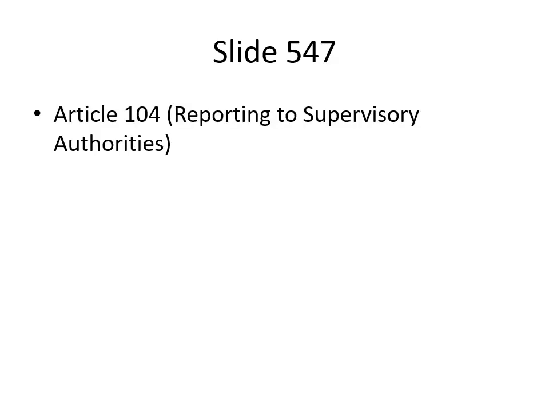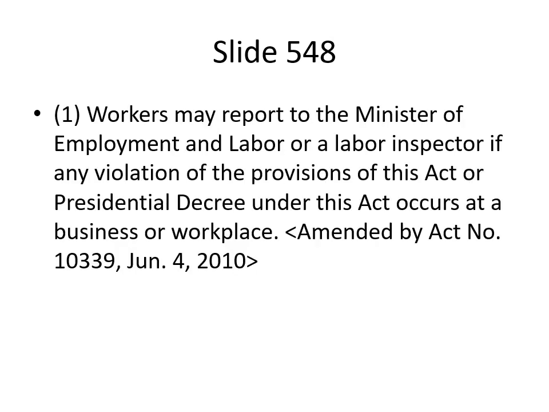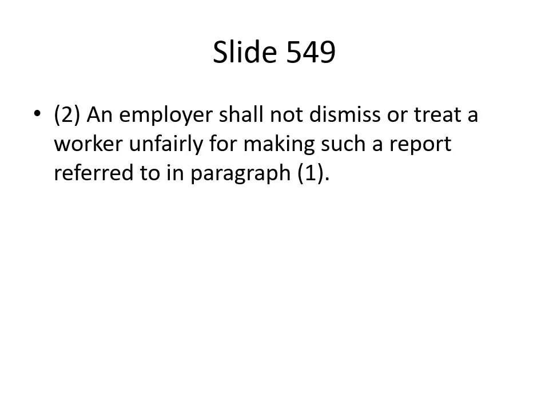Article 104, Reporting to supervisory authorities. 1. Workers may report to the Minister of Employment and Labor or a labor inspector if any violation of the provisions of this Act or presidential decree under this Act occurs at a business or workplace. <Amended by Act No. 10339, June 4, 2010> 2. An employer shall not dismiss or treat a worker unfairly for making such a report referred to in paragraph 1.